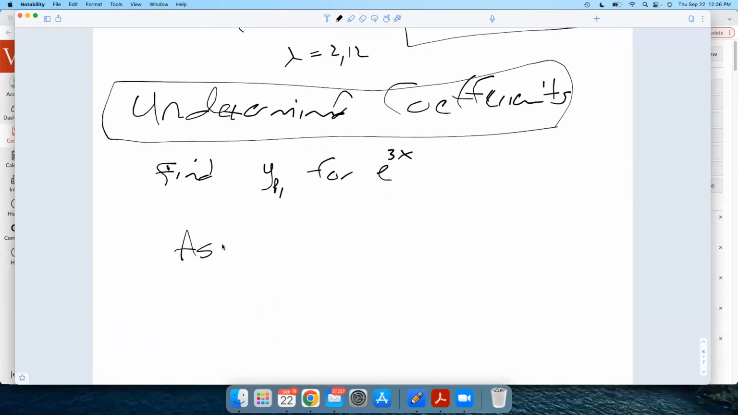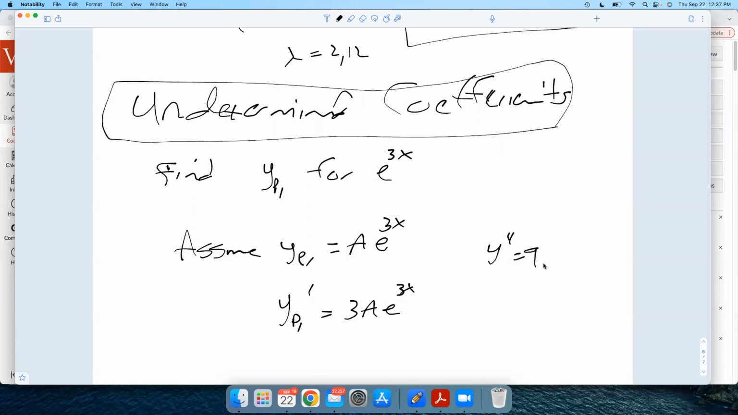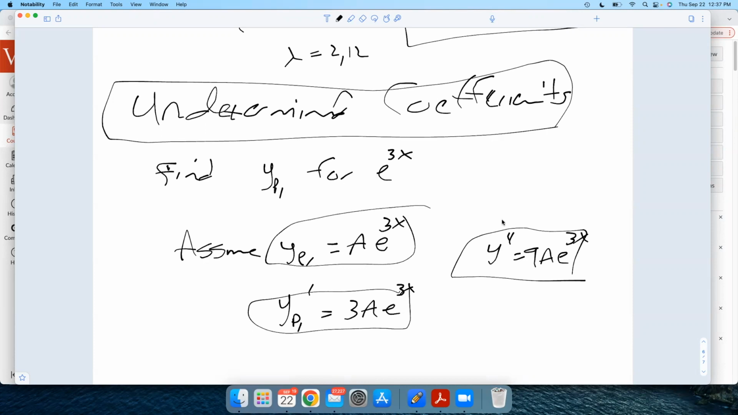So we assume that yp1 has the same form. It's something that, when I take either the original, the first, or the second derivative, I could get something that looks like this. And so that would just be some a times e to the 3x. Now here I do have to actually take the two derivatives. The first derivative would be 3a e to the 3x. The second derivative, 9a e to the 3x. Now I have to plug all three of these into the original differential equation, being careful with the coefficients.